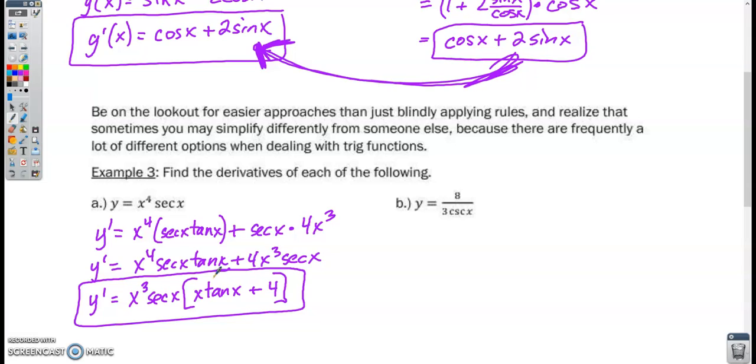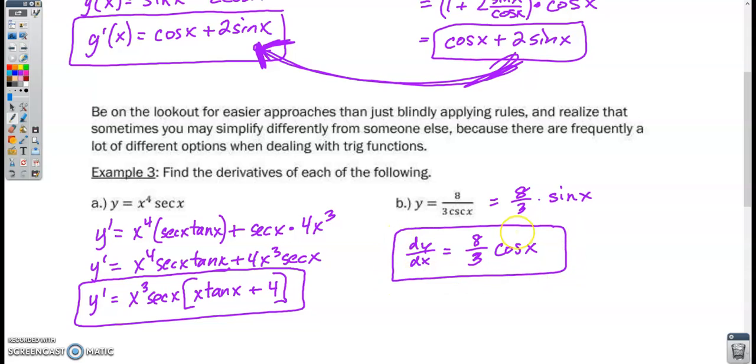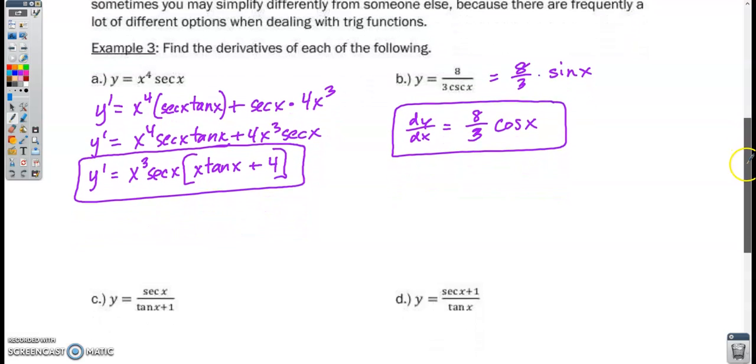All right, now part B is one of those where we'd really warn you, don't use the quotient rule on this. Rewrite this first. This is equal to 8/3 times sine of x. And so when you find the derivative of it, it's just going to be the constant multiple 8/3 times the derivative of sine of x. And boom, I'm done. Okay? Don't take the time to use the quotient rule on that and then try to simplify it when you can make it much easier to start with and get the derivative. I mean, this is a really nice, neat, easy-looking derivative, and we did it very quickly and very easily.